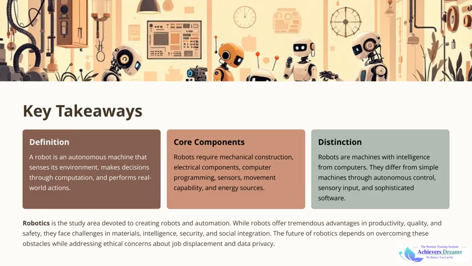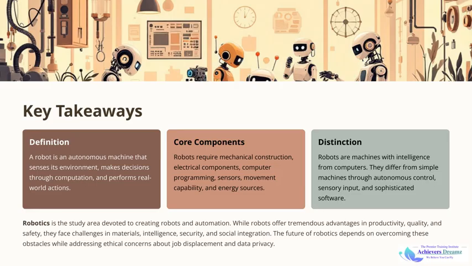Now, when we talk about the core components of a robot, we're referring to several essential parts. These include the mechanical structure that gives it shape, electrical components to power and control it, and computer programming that guides its behavior. Sensors are vital because they allow the robot to perceive its surroundings, and movement capability enables it to interact physically. Of course, all of this needs energy sources, like batteries, to keep everything running smoothly.